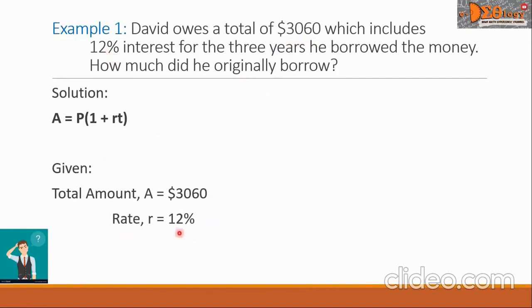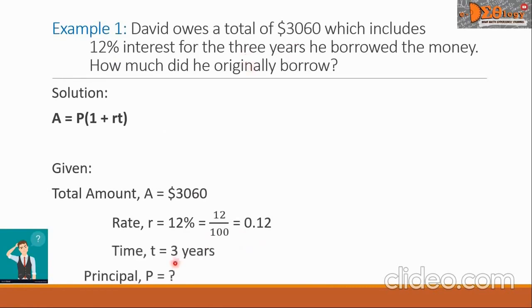Let us convert this 12% into decimal. First, let us divide the 12 by 100. Of course, we drop the percent sign, and then we get the quotient. We will get the 0.12. So 12% equals 0.12 in decimal. Next is the time, which is 3 years. And in this problem, we are looking for the principal. That is the P.